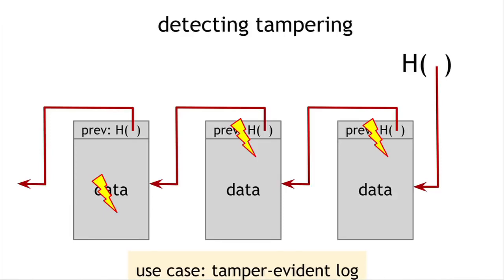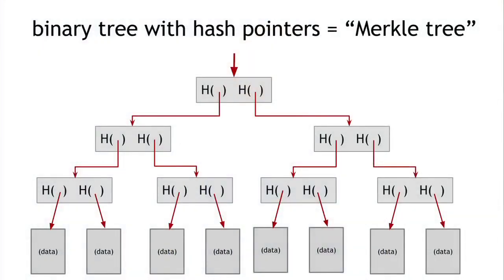And so we can build a blockchain like this containing as many blocks as we want, going back to some special block at the beginning of the list, which we might call the genesis block. And that's a tamper-evident log built out of a blockchain.